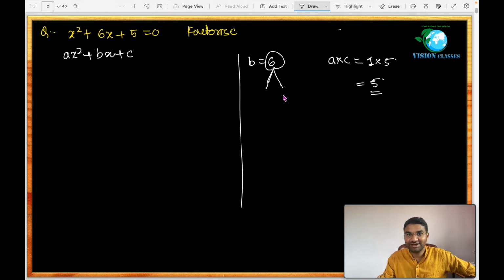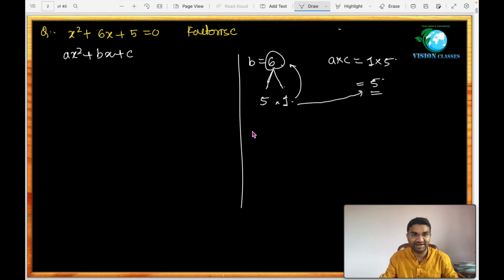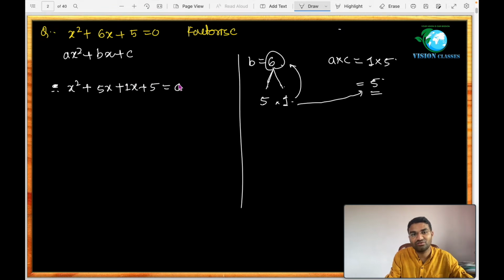So how can we split this one? 5 times 1. Here 5 plus 1 is 6, getting it? And 5 times 1 is just 5. Therefore, this x square plus 6x plus 5 can be written as x square plus 5x plus 1x plus 5 is equal to 0.